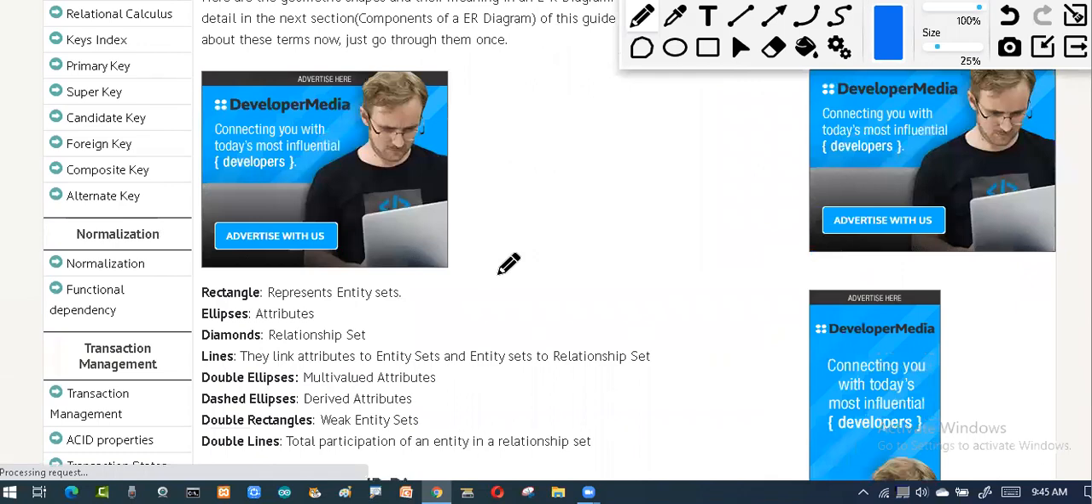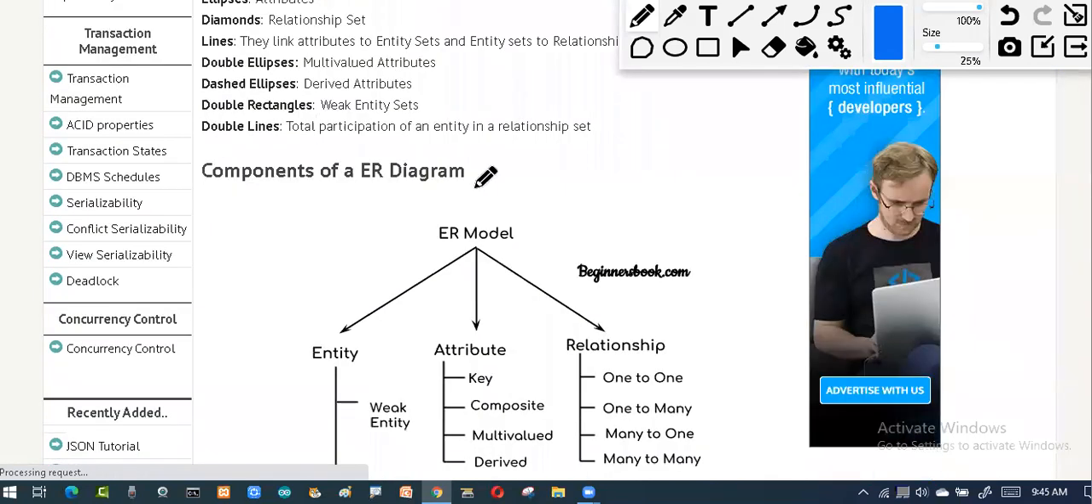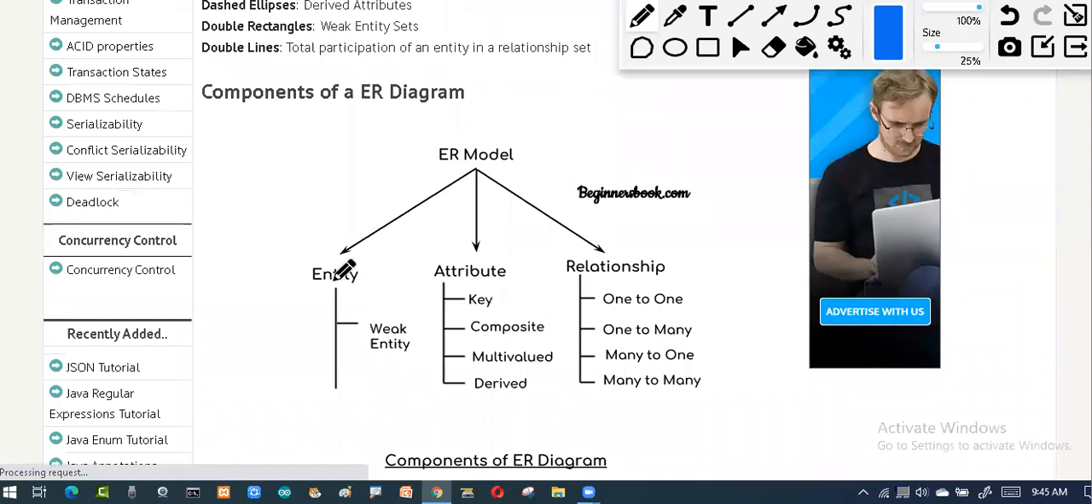Then we have to write about the components. We have different types of components: the entity, attribute, and relationship. Coming to the entity, we have one category, the weak entity, which depends on the other entity. One entity depending on the other entity, we call a weak entity. Then coming to the attribute, we have four types: key attribute, composite attribute, multi-valued attribute, and derived attribute. One among the attributes which uniquely identifies is called the key.